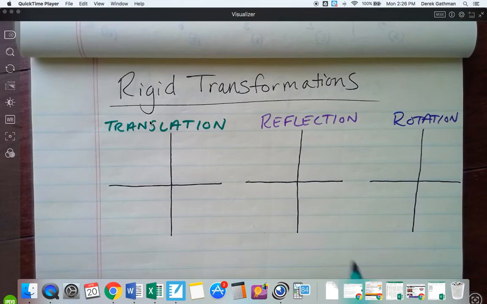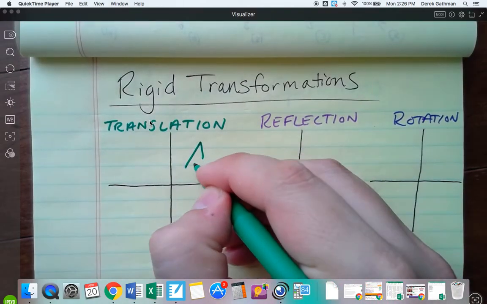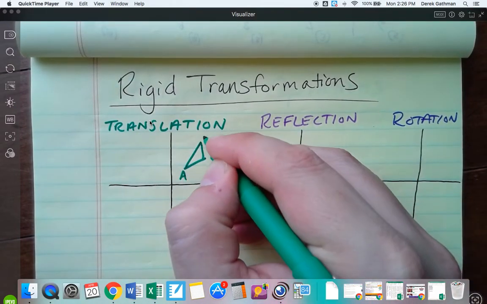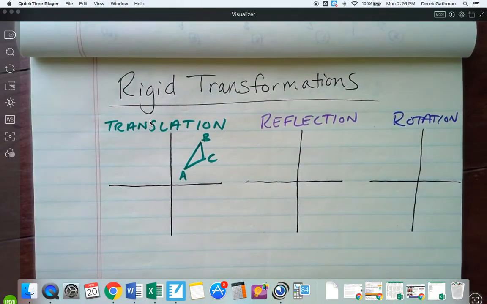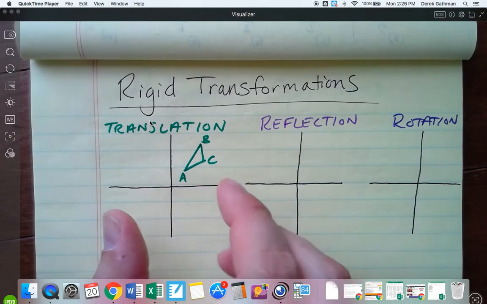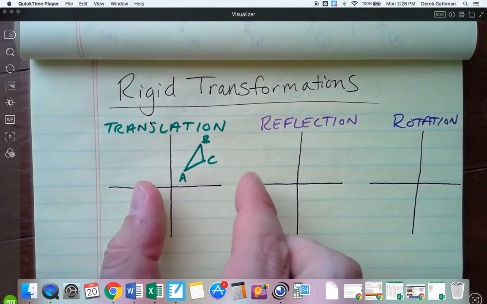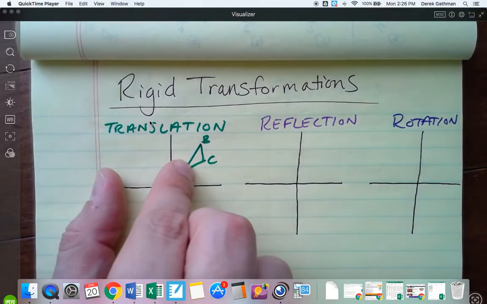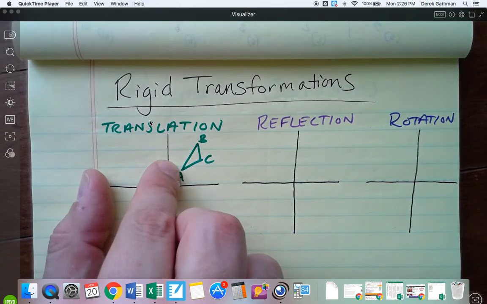So anyways, I got a translation. Let's say I have a triangle, and we're going to name that triangle ABC. And we're going to do a translation. A translation is just a slide. And so all we're doing is just moving that triangle somewhere else. We could say, hey, we're going to move it to the left 8 units, and we're just going to move that triangle there. It doesn't change the shape, doesn't change the size, it just changes where it's at.